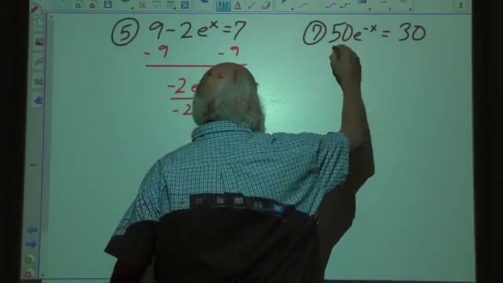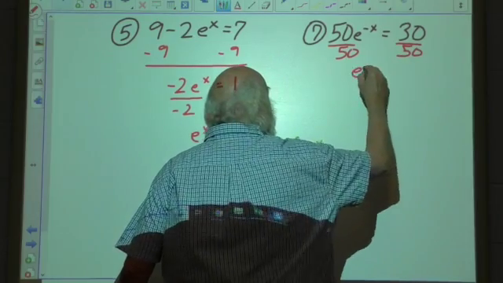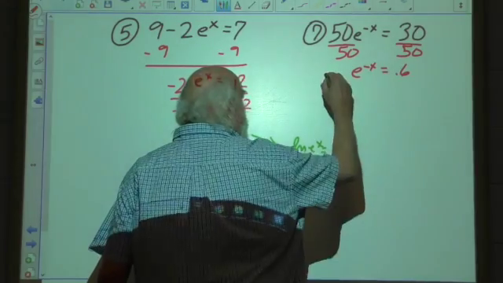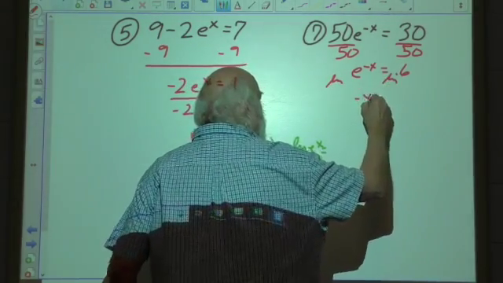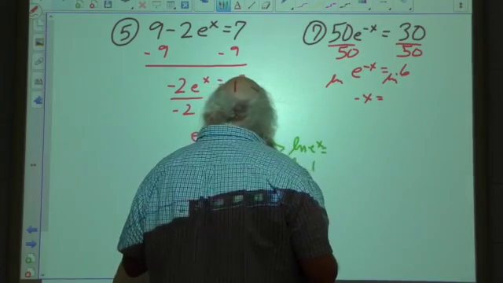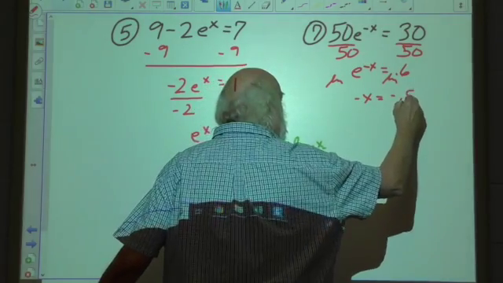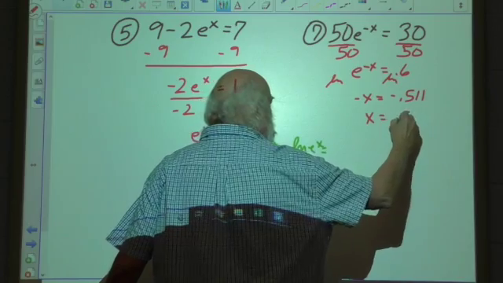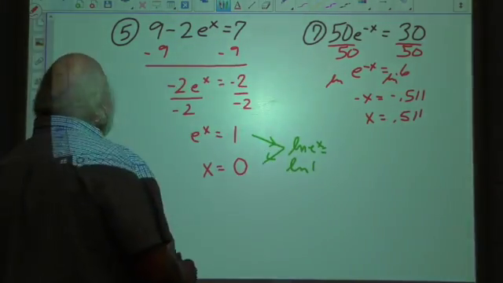Divide by 50. E to the negative x is equal to 2.6. You take the natural log of both sides. So negative x is equal to negative 0.511. Multiply both sides by negative 1, and x equals 0.511. Okay?